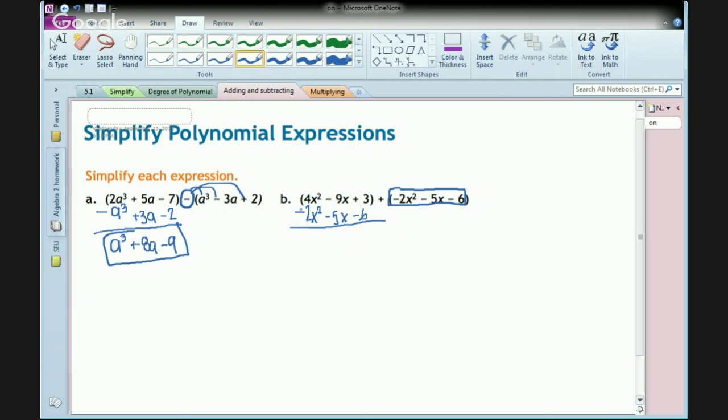So I'm saying 4x squared minus 2x squared. That leaves me with 2x squared. Negative 9x minus 5x gives me negative 14x. 3 minus 6 leaves me with negative 3. And that was it for adding or subtracting.